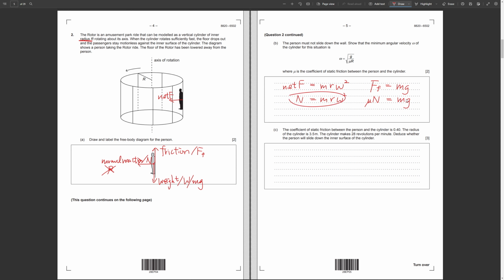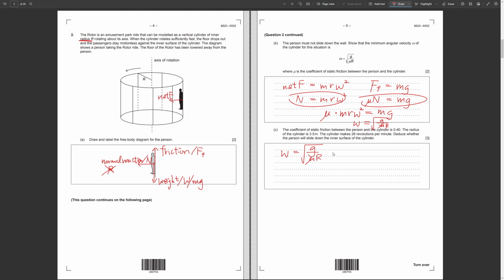By putting these two equations together, we can derive mu times m r omega squared equals mg. Lastly, just rearrange and you will get the required expression, square root of g over mu r. Part C is pretty straightforward. As all the numbers are given, you can just start with the given equation.